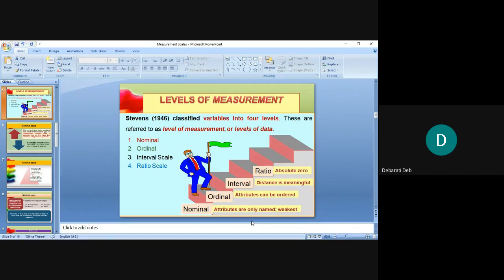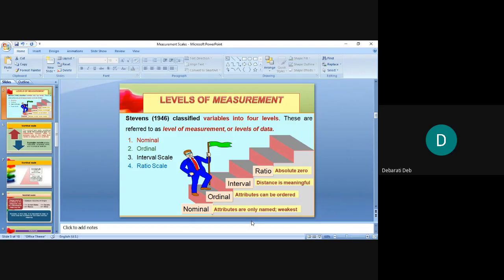In interval scale, the distance, the measurement, the volume, will be measured. I'll discuss this in detail in elaboration. So interval scale is a bit better than ordinal and nominal. Here in interval scale the distance will be measured, and they will be measured in meaningful terms also.